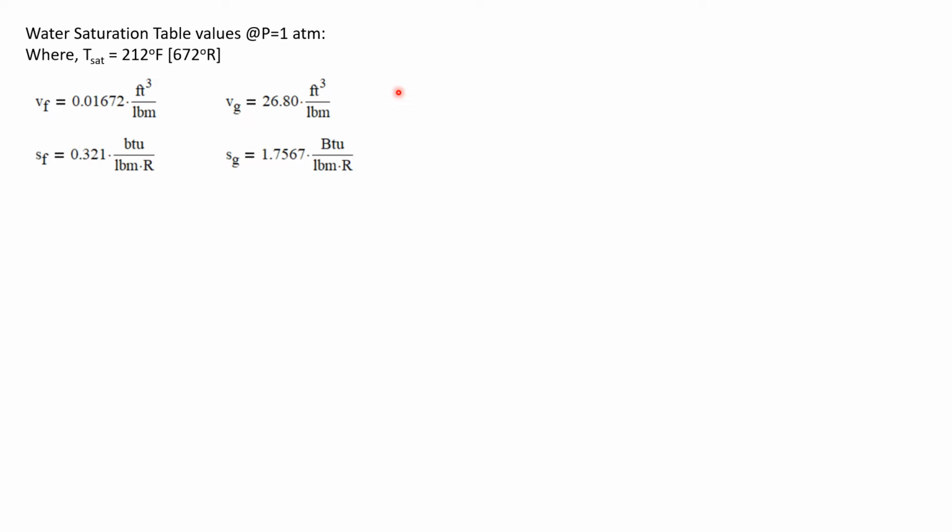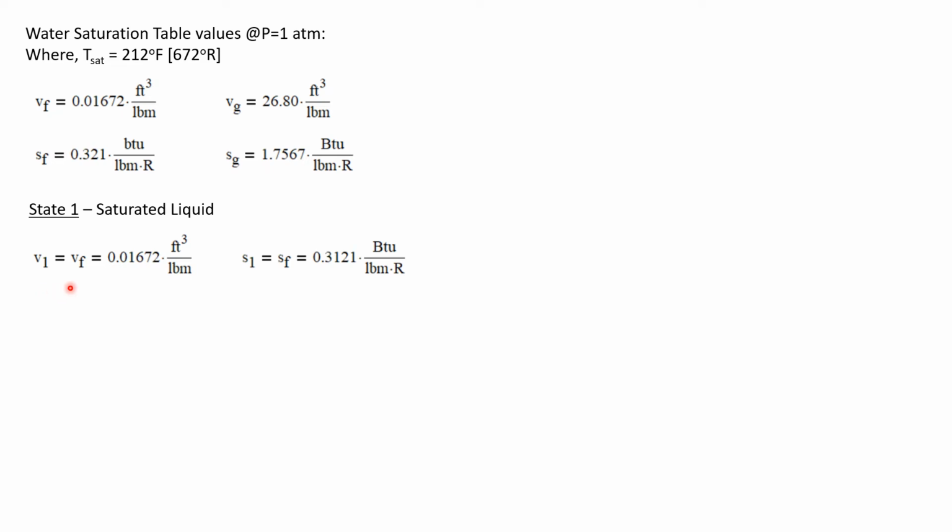So let's begin in the water saturation table at a pressure of 1 atmosphere. And we just see that at this pressure, the saturation temperature is 212 degrees Fahrenheit, which is 672 degrees Rankine. I'm going to grab values from this table for v sub f and v sub g, s sub f and s sub g, because the entire time of the process, the water is either a saturated liquid or a saturated mixture.